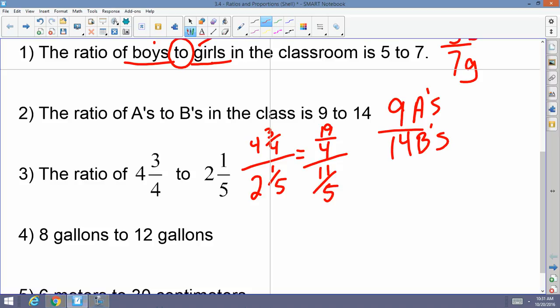Yes, sir. You have a question, my brother? Because 4 times 4 is 16, plus the 3 is 19. We're going from mixed number to improper fraction. Correct. You're multiplying the denominator times the whole number, and then you're adding the numerator, and then you're placing it over the original denominator.